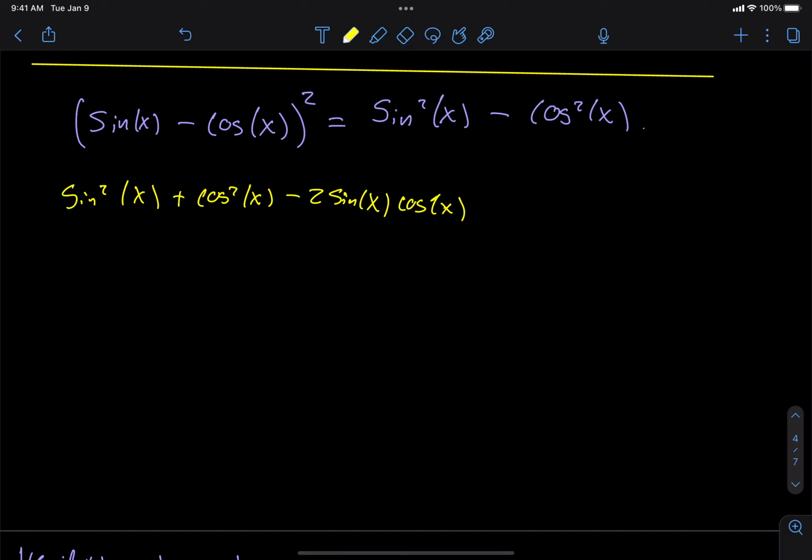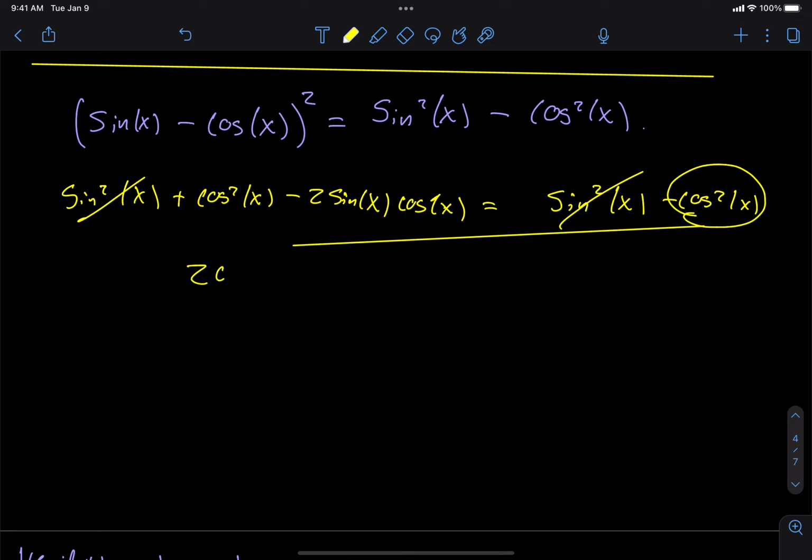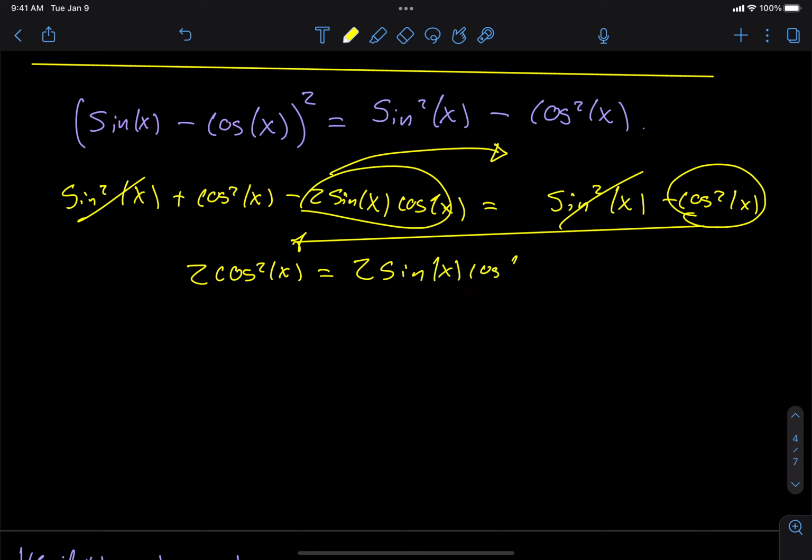Oh, maybe this won't lead anywhere. We'll see. On the right-hand side, what do I get? Sine squared of x minus cosine squared of x. Okay, so let's see here. How can we simplify this? We can cancel a sine squared on both sides. We can take 2 cosine squared of x on this side. Okay, I'm gonna move this one over to the other side. And I get 2 cosine squared of x is equal to, and I'm gonna move this one over to the other side to make it positive, 2 sine of x times cosine of x.